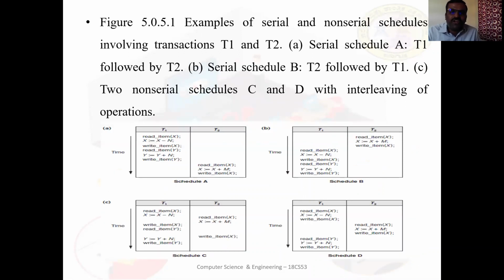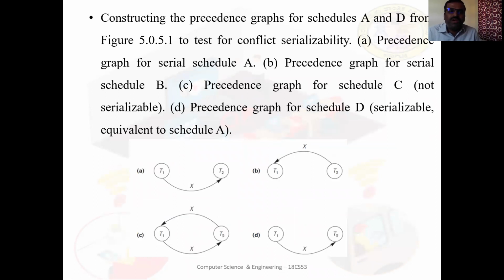Here we need to construct a precedence graph for schedule A, schedule B, schedule C and schedule D, constructing the precedence graph for schedules A to D from the previous figure to test for conflict serializability.